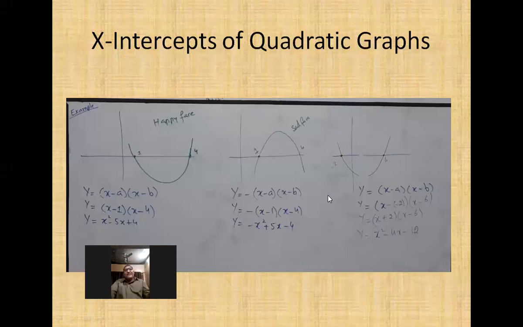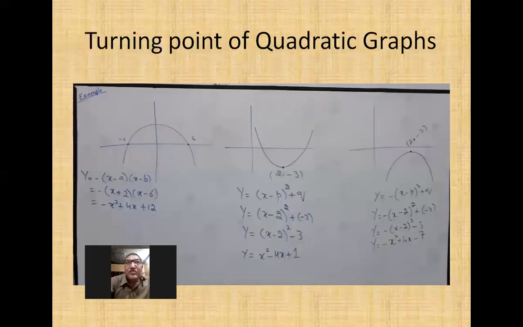Now from these examples, I just want to show you that if a parabola, a quadratic graph, is given to you, and you only know its x-intercepts, very easily you can find the equation of that graph. The formula is y equals (x minus a)(x minus b) if it's a happy face, and if it has a sad face, you just need to put a negative outside those brackets. I hope you have understood. These are just examples. We just want you to learn.